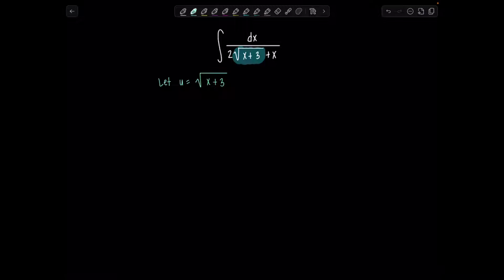So watch this. Square both sides first, then u squared is equal to x plus 3. And then now differentiate both sides. Oh, look how relaxing. 2u du is equal to 1 times dx. Beautiful. So let's see what's going on here. dx is all of this, 2u du. And then the square root of x plus 3, that's my u.